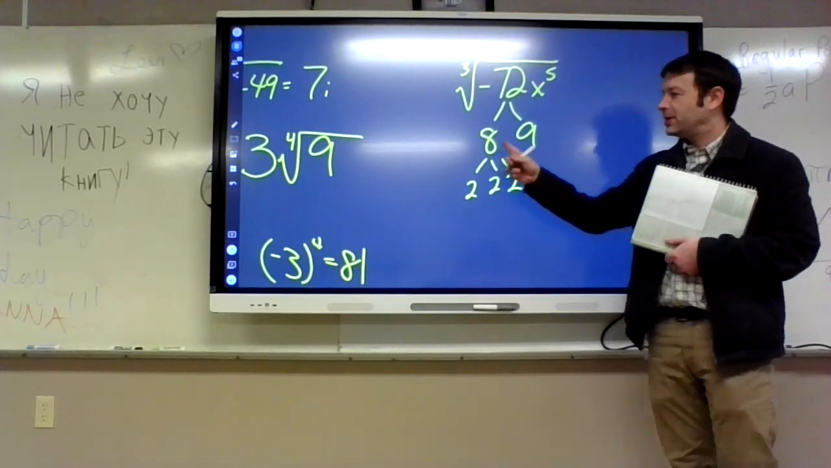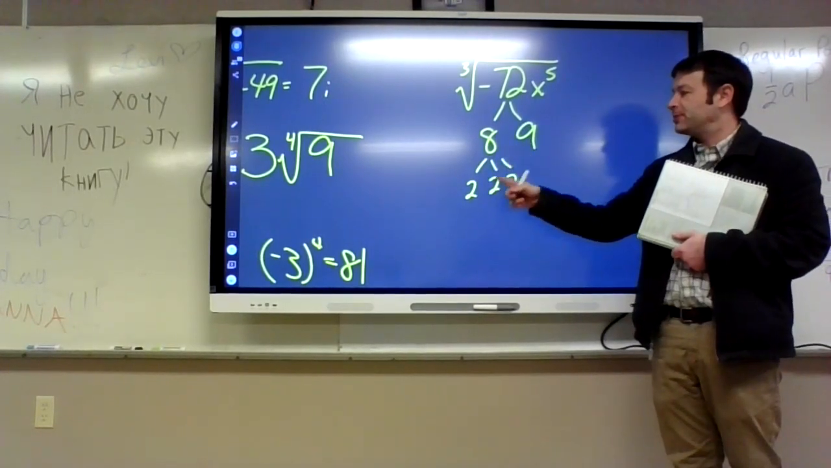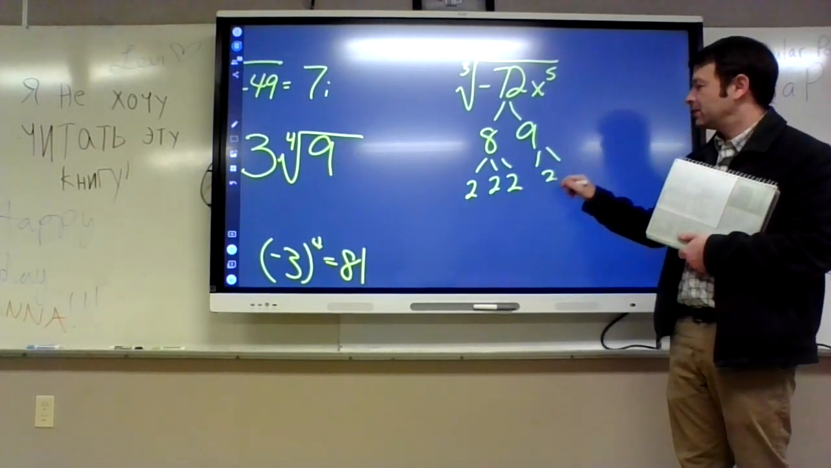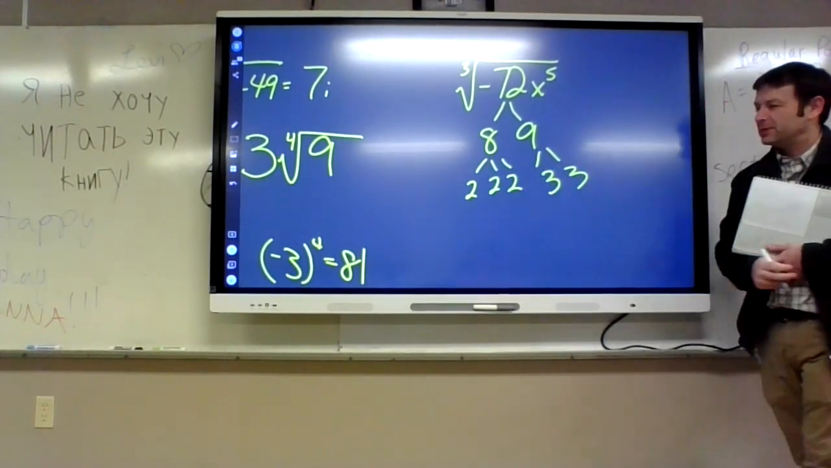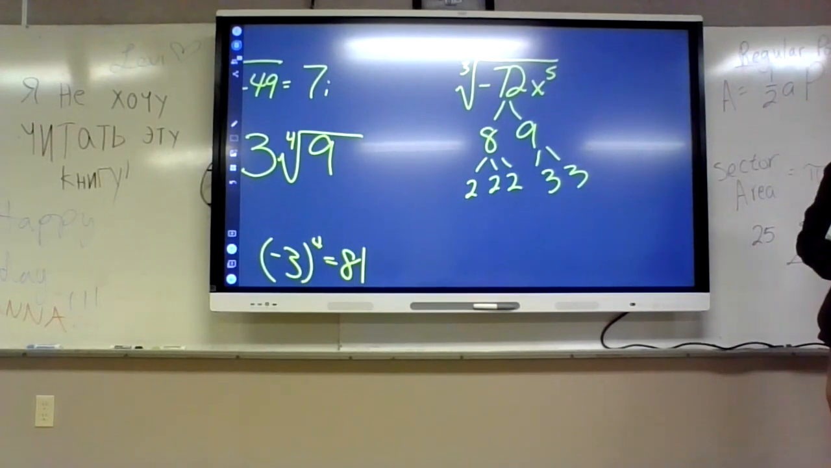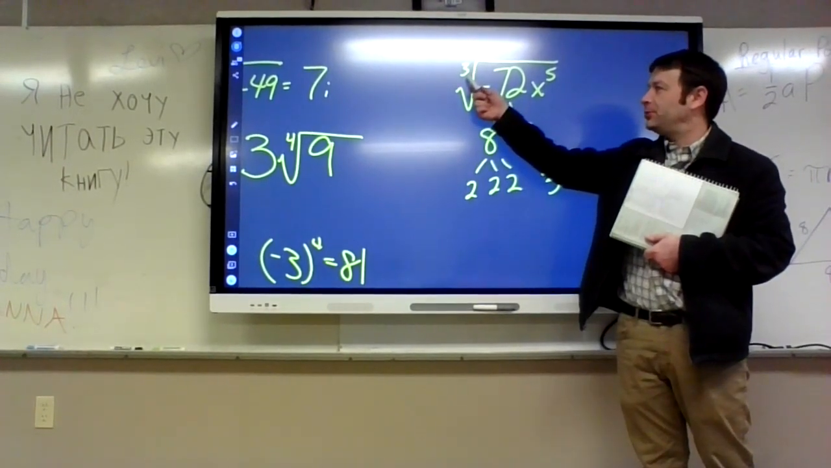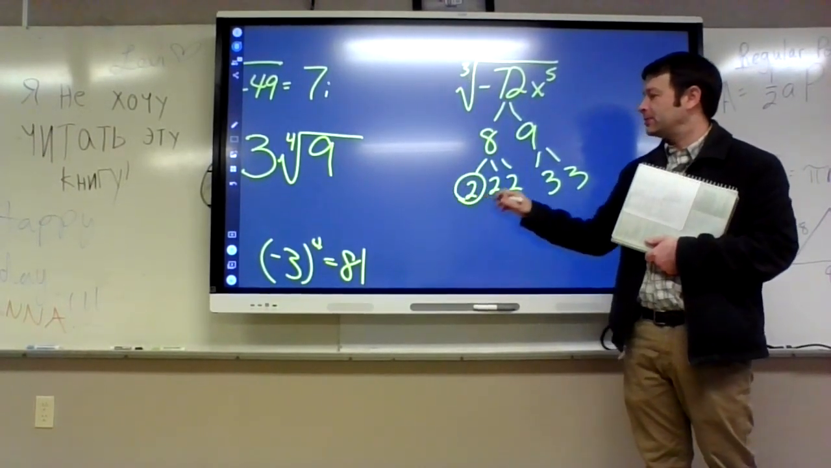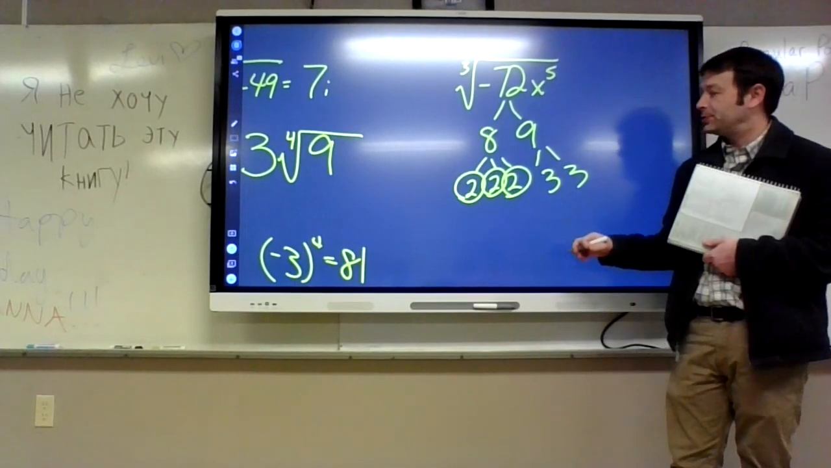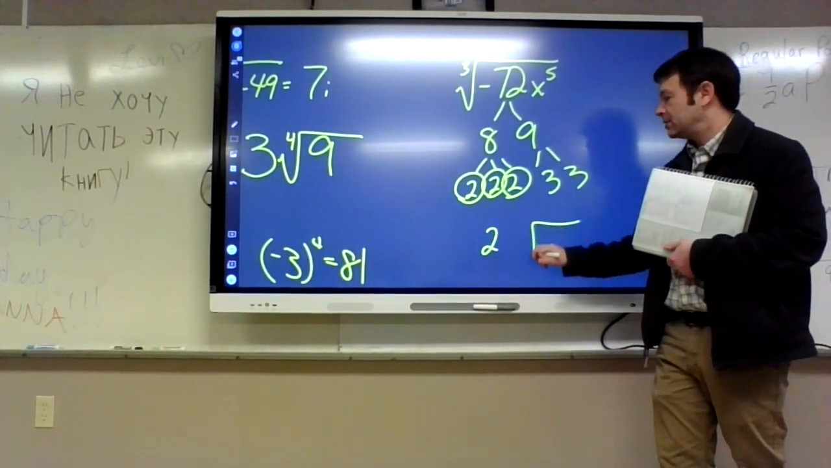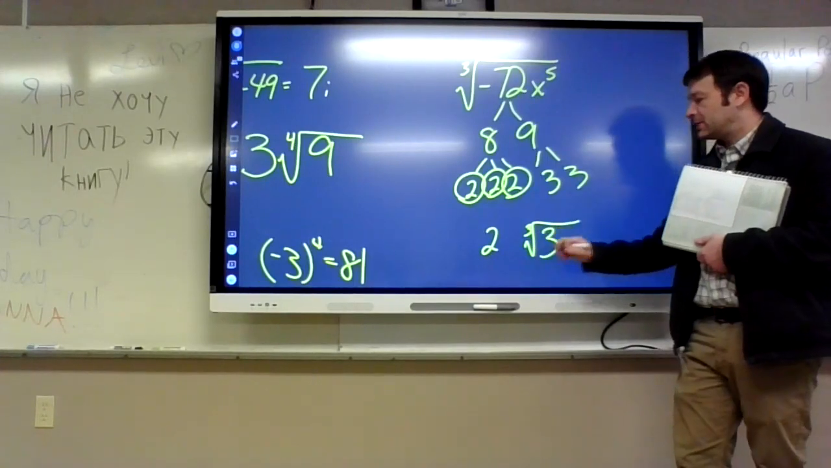Yeah, I'm kind of cheating here. 8 is 4 times 2, but the 4 becomes... So anyways, 2 times 2 times 2, and 3 times 3. What do I do with that information? Since I have a cube root, I need a triple to be able to come out. I have a triple 2, so the 2 is going to come out, and the 3s are going to stay behind.